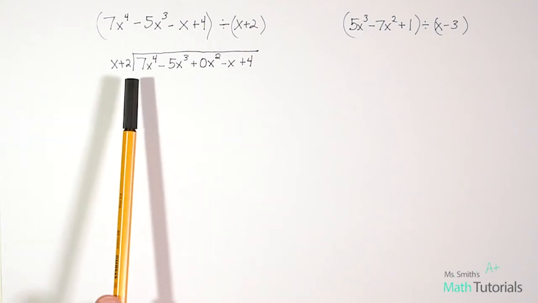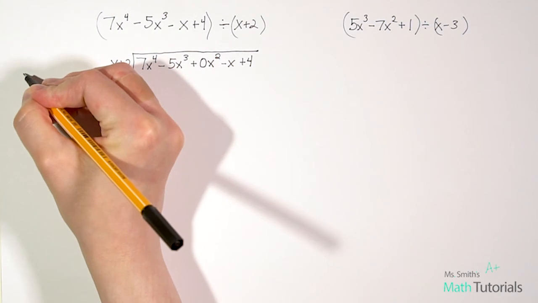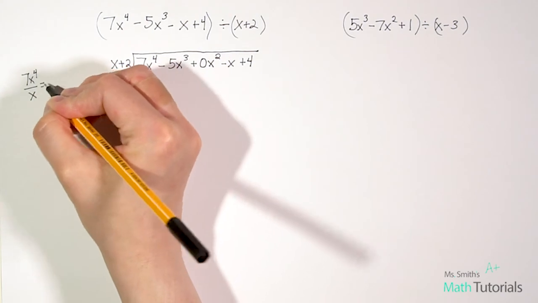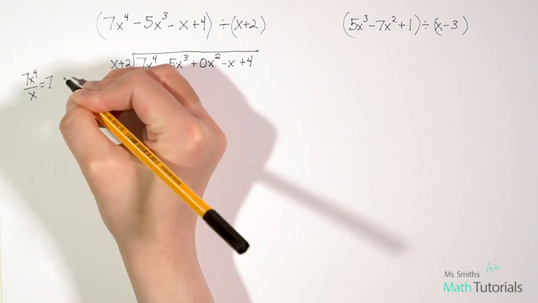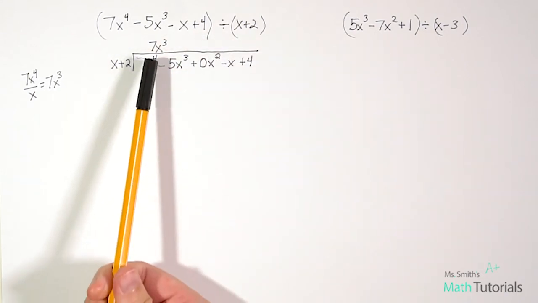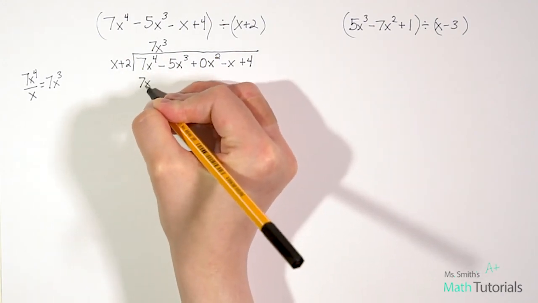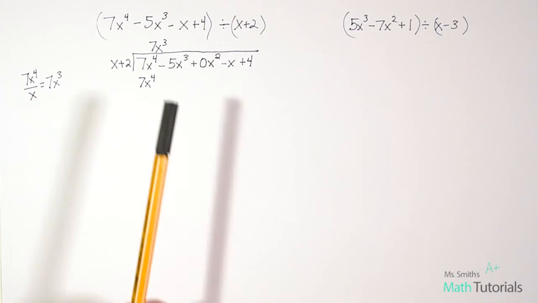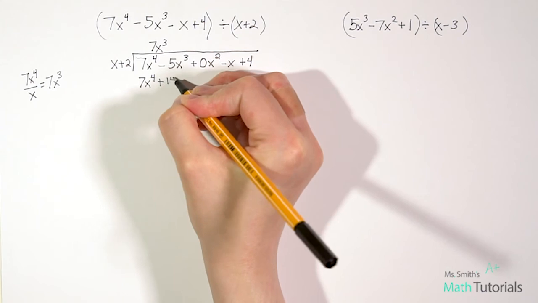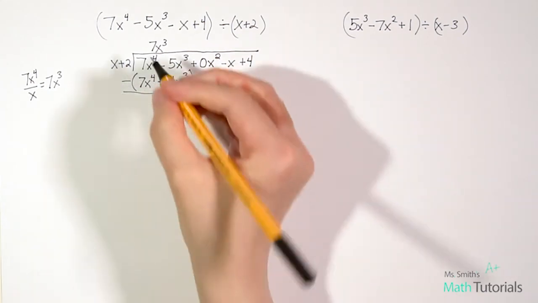Remember, we start with our 7x to the 4th, and we are dividing it by x. So we'll do that over on the side. So that leaves us with 7, and then 4 minus 1 is 3, so 7x to the 3rd. Then we want to multiply it out. So 7x to the 3rd times x is 7x to the 4th. 7x to the 3rd times positive 2 is a positive 14x to the 3rd. 7x to the 4th minus 7x to the 4th cancels.